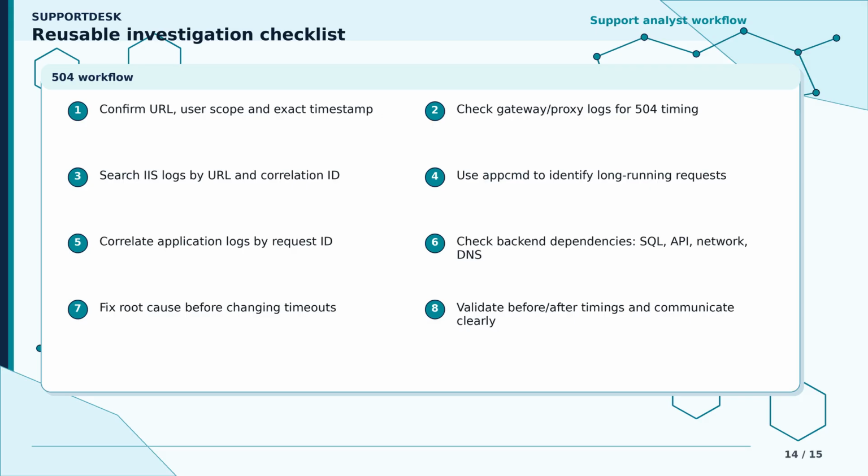Then follow the evidence to the likely dependency: SQL, API, file storage, authentication, reporting services, or infrastructure. Only after that should you apply the fix, validate it, communicate the outcome, and document the incident. The checklist is designed to stop support teams from jumping straight to the most familiar workaround.